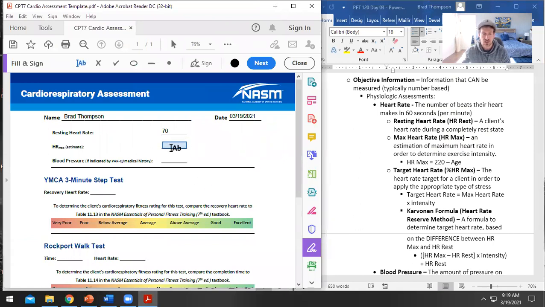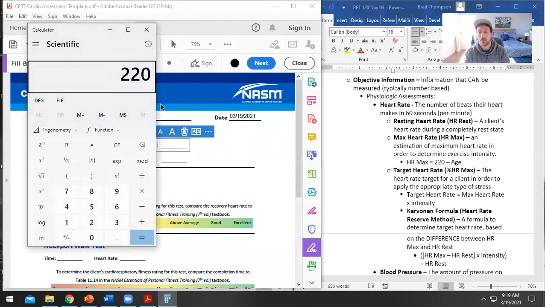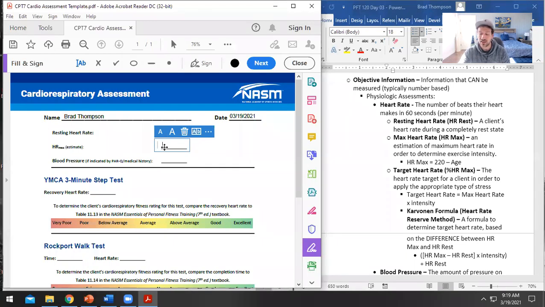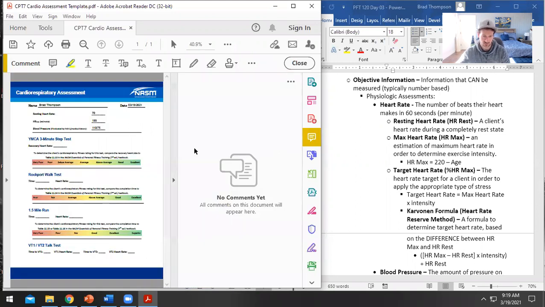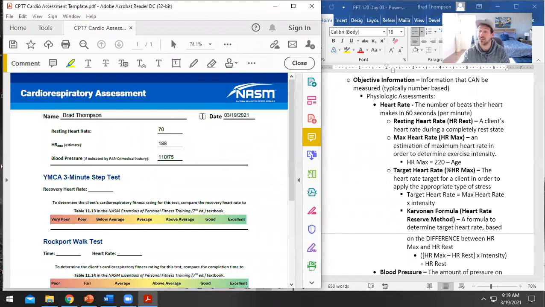So for me, that's going to be 220 minus 32. So that's going to give me a max heart rate of 188. Okay. So I'm going to put that right there. And then blood pressure, last time I checked, it was 110 over 75. And that was a couple weeks ago. So I assume it's about the same. It hasn't been particularly stressful lately.